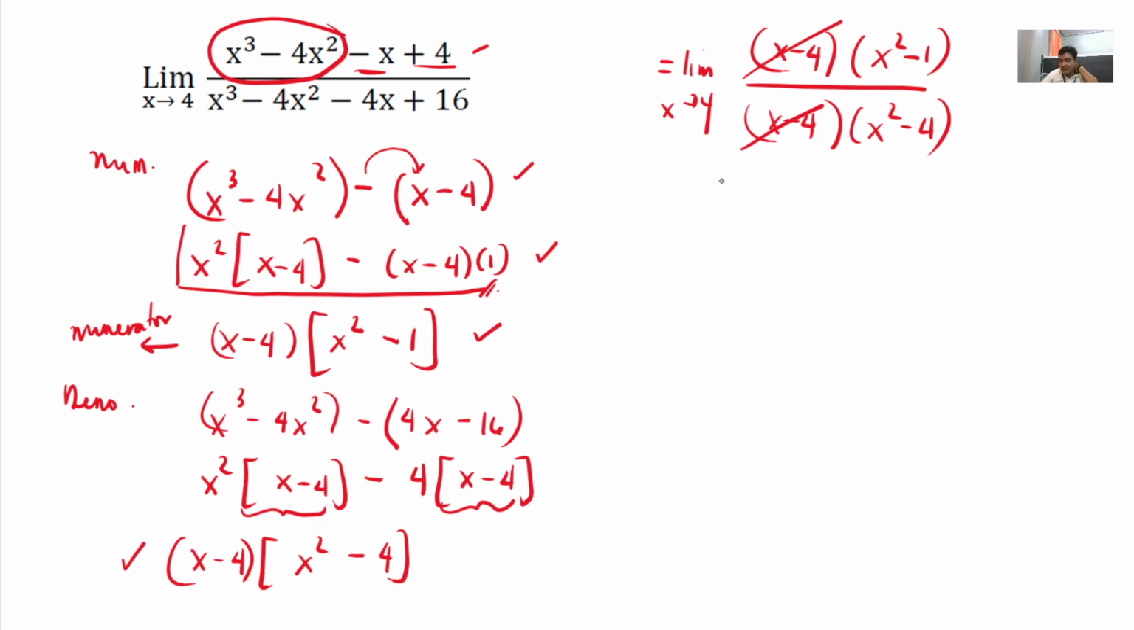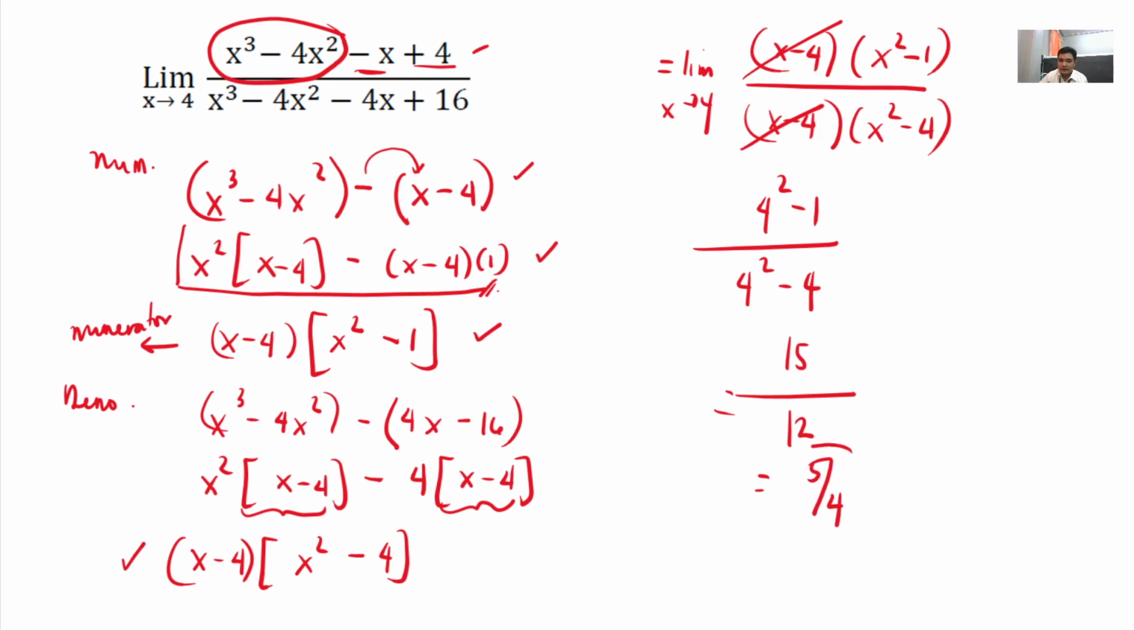We substitute now the value of 4. So becomes 4 squared minus 1 all over 4 squared minus 4. So that is 4 squared is 16 minus 1. Ano ba? 15 all over 4 squared 16 minus 4, 12. And that is divisible by 3. That is equal to 5/4.